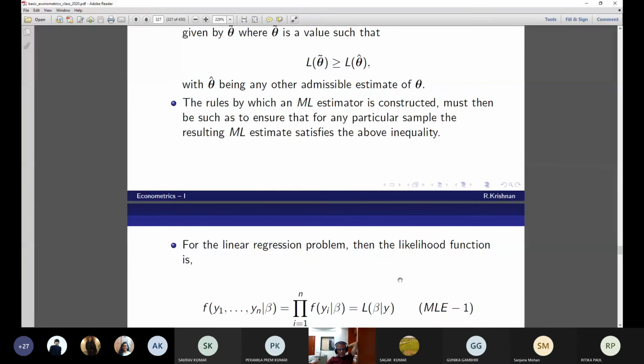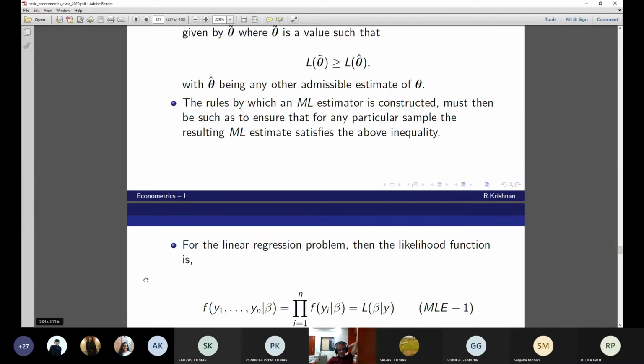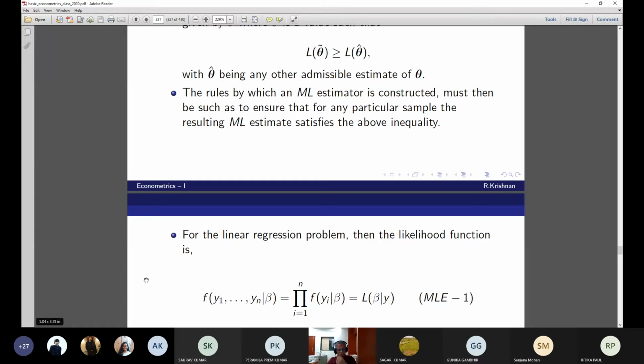Now, for the linear regression problem, the likelihood function is... Now you see the difference? Yes, sir. Now I see the difference. Okay, now theta has been replaced by beta. In the linear regression problem, our unknown coefficient vector is beta. Okay, now L(beta; y).